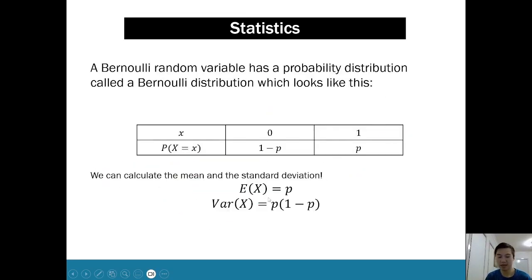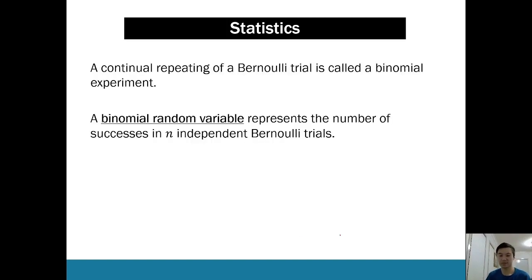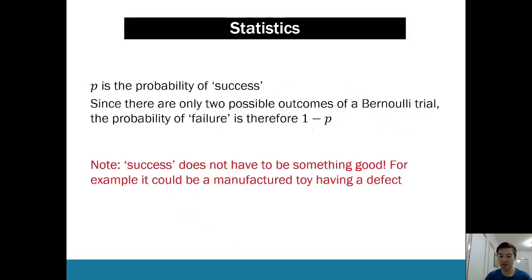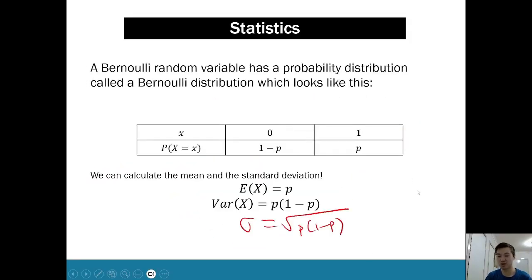So yeah, we said that expected value is p and variance is p times 1 minus p. Of course, to get the standard deviation, you just square root it. So those are Bernoulli trials. This is the Bernoulli distribution.